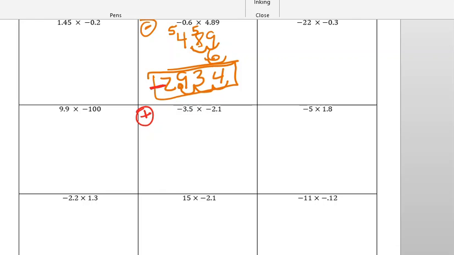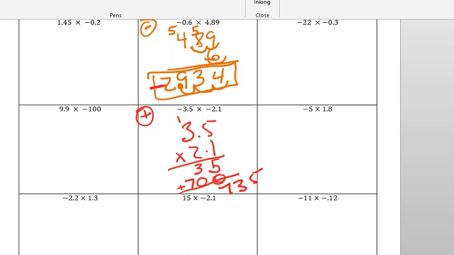Okay, cool. Now I have a negative times a negative here, which means my answer is going to be positive. And I'm going to go 3.5 times 2.1. Okay. And I'm going to go 1 times 5 is 5. 1 times 3 is 3. I'm not going to forget my little 0 here. 2 times 5 is 10. And 2 times 3 is 6, 7. All right, I add them. And I get 735. I have 1 decimal point place here, 1 decimal point place here, which is 2 down here. Boom. So my answer is 7.35, and that is positive. And we'll keep moving right down the middle.